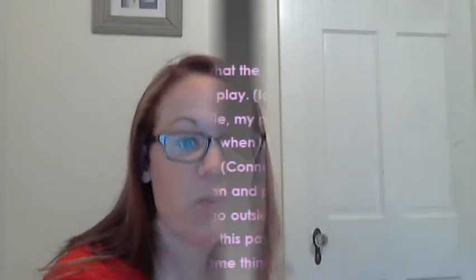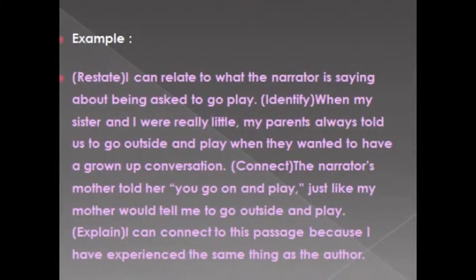Now, the question that you're going to be asked to answer is to write a well-developed paragraph in which you draw a connection between your own life and this passage. Be sure to use specific details from the passage to support your answers. Okay, so now we know what question we're supposed to be answering. We know how to complete the RICE method. So let's look at a sample answer.